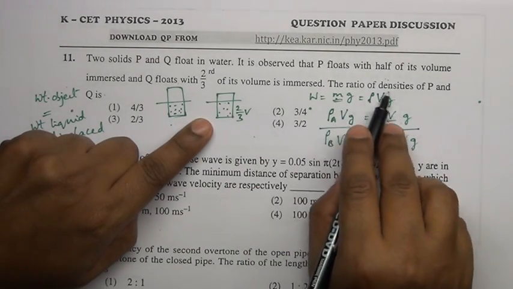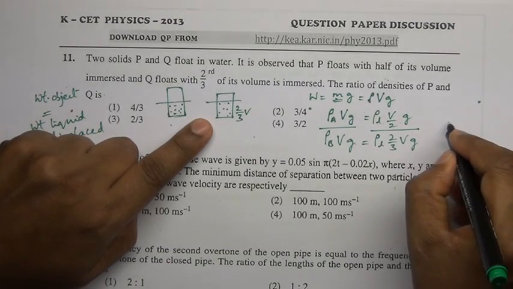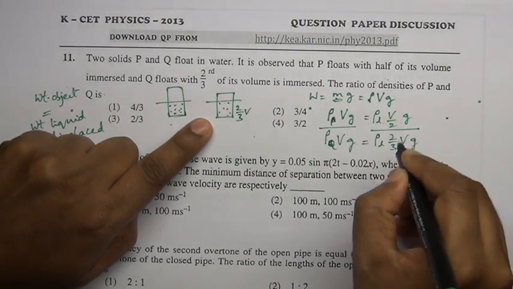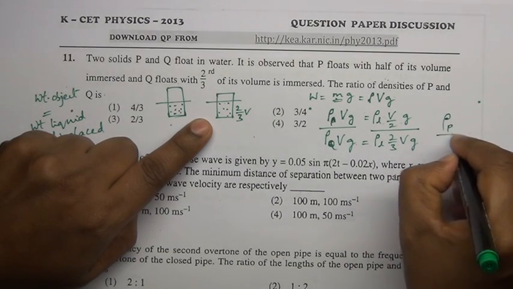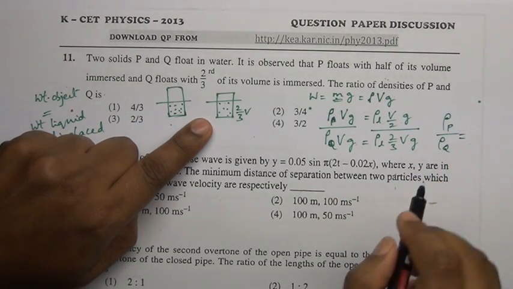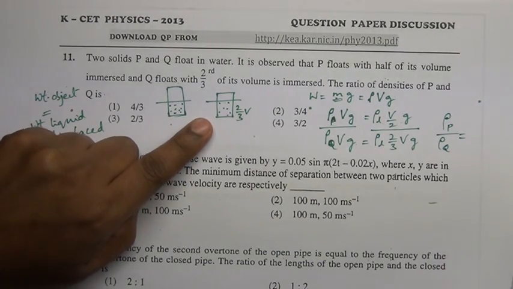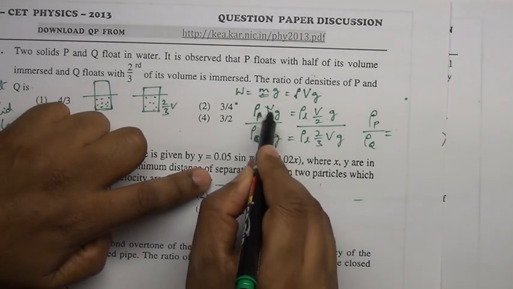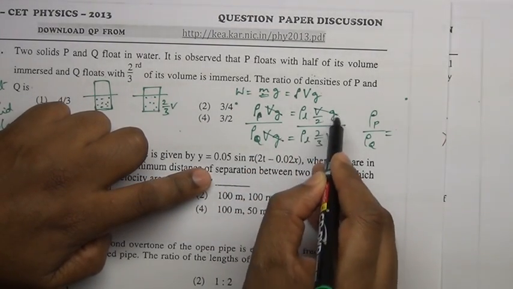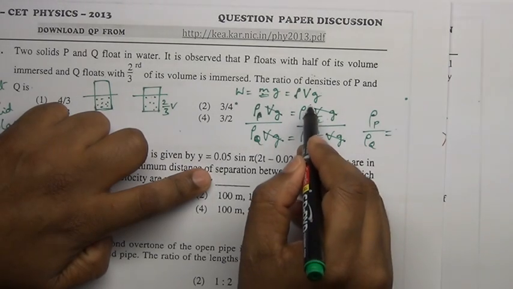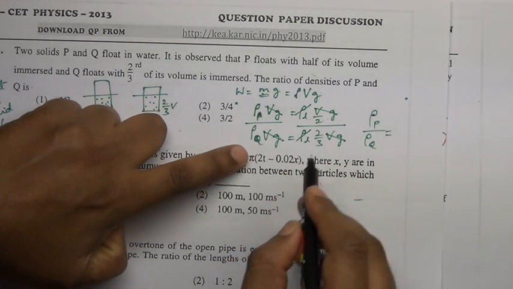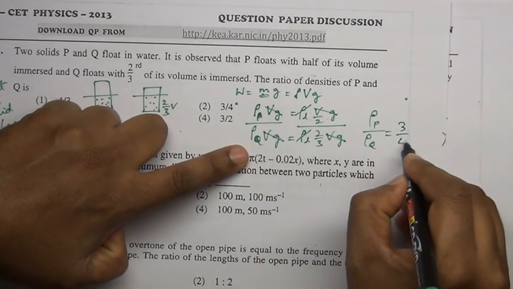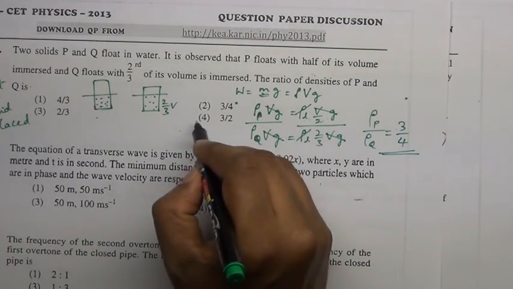We have to find the ratio of densities of P to Q. This is P, this is Q. Therefore density of P by density of Q equals, density of liquid cancels, g cancels, V cancels, 2 by 2 over 3, which is 3 by 4. 3 by 4 is the answer.